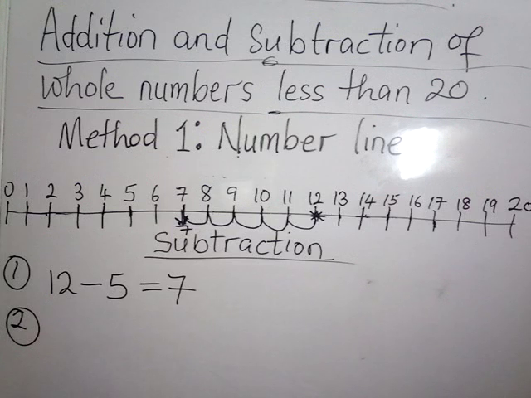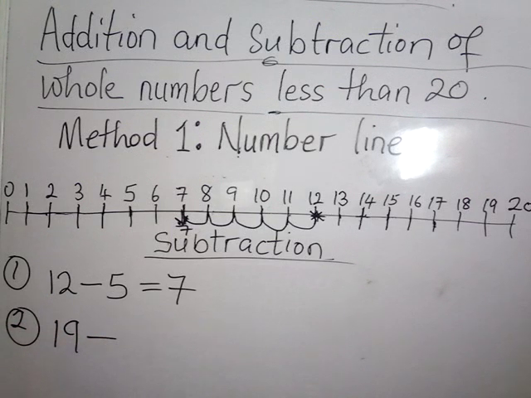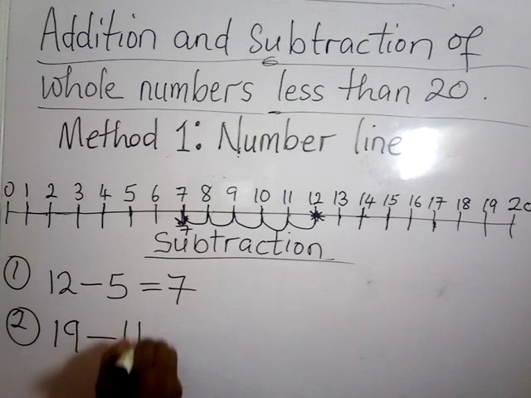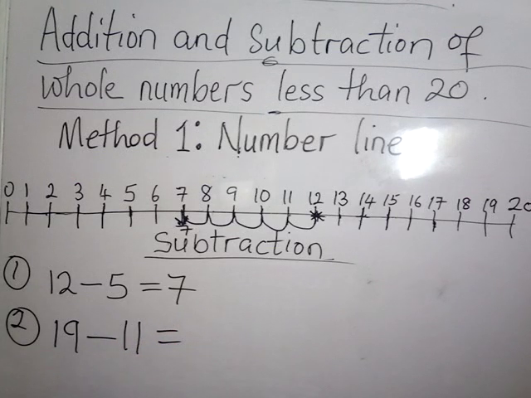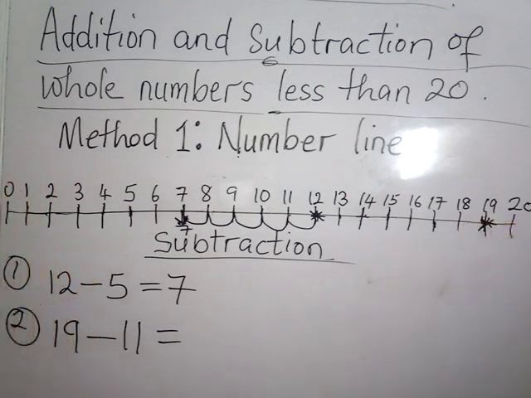Okay, let's take a second example. What numbers do we subtract now? Okay, let's say 19 minus 11. 19, take away 11. Let's see what we get. So mark your 19th point. That's your 19, right? So you're going to take away 11. By taking away 11, we're going to move 11 steps backwards. We are moving 11 steps backwards.